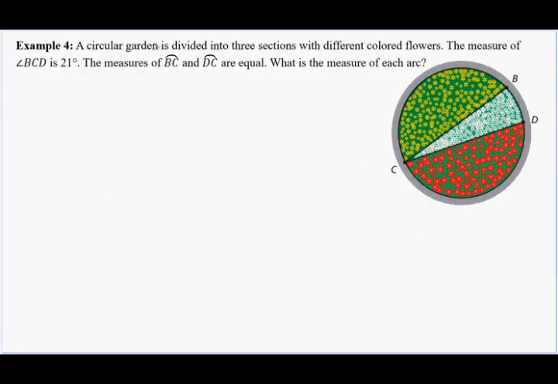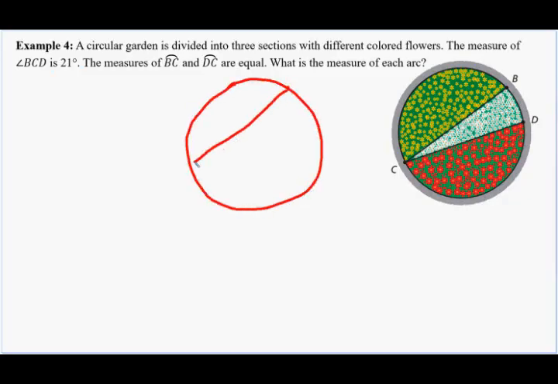Example 4. Circular garden divided into 3 sections with different colored flowers. The measure of BCD is 21. I'm going to draw my own picture. So here's B to C to D. This angle is 21 degrees. Now the next part here is pretty critical info. The measures of BC, I'm going to highlight that here in blue, and DC are equal. So what we could do is call CB equal to x, and DC would also be equal to x because we know they're the same length.